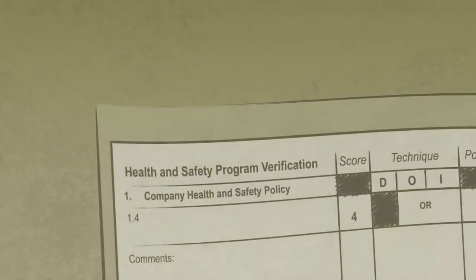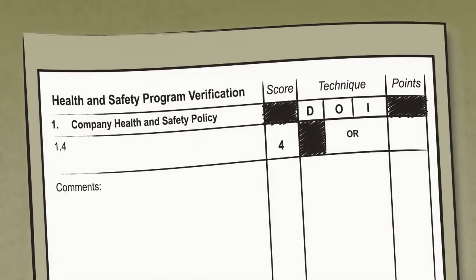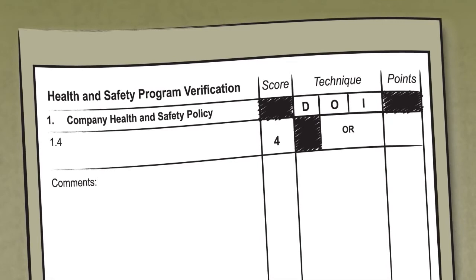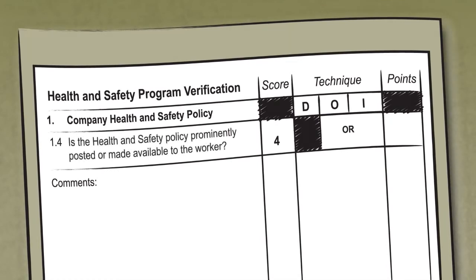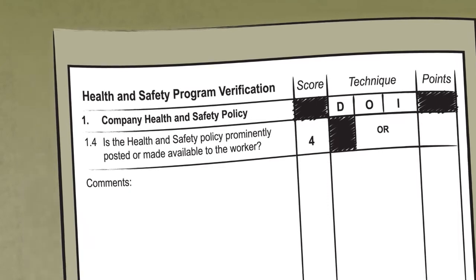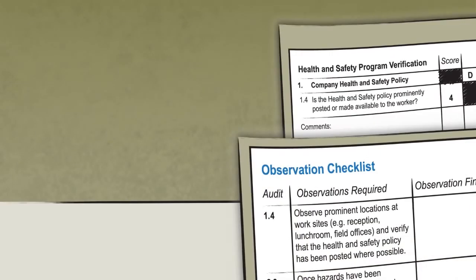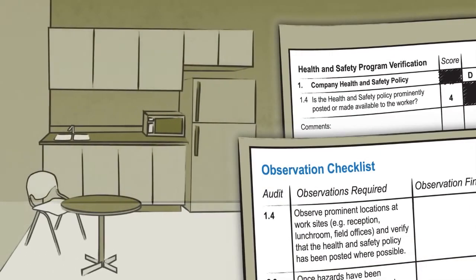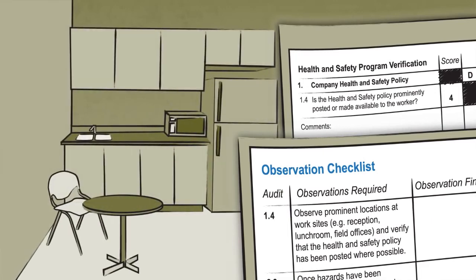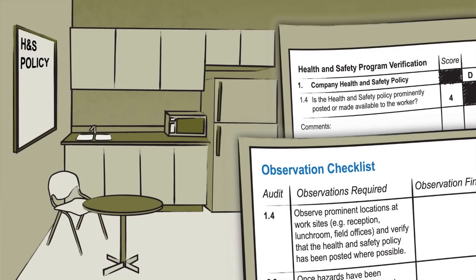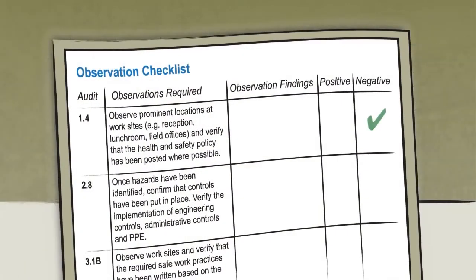Now, let's look at some examples. Question 1.4 of the ACSA Standard Audit Document asks, is the health and safety policy prominently posted or made available to the worker? The observation portion of this question requires the auditor to see the policy posted in prominent locations, which could include reception, a lunchroom, or field offices.